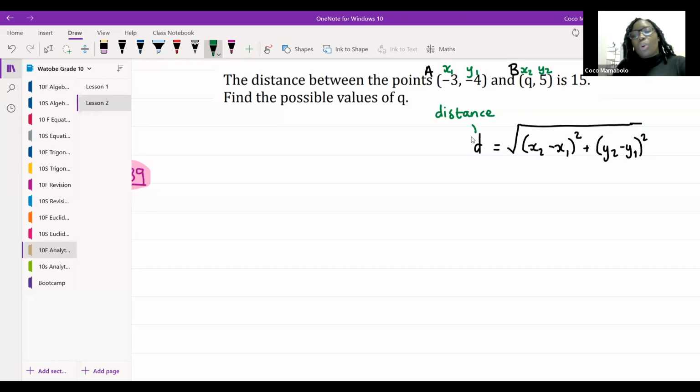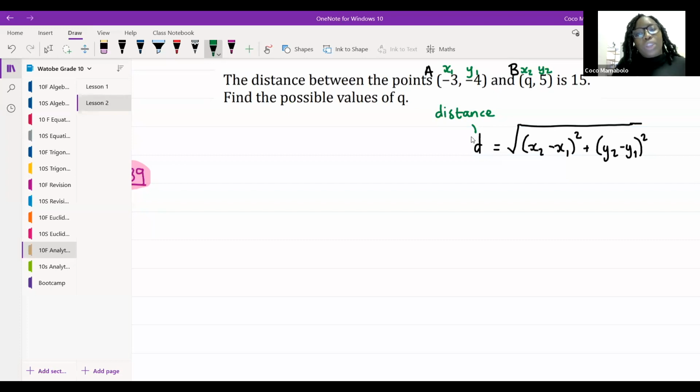All right, so here's what we're going to do, guys. In our formula, wherever we see x1, we're going to replace it with -3. Wherever we see a y1, we're going to replace it with -4. Where we see x2, we're going to replace it with q. And wherever we see y2, we're going to replace it with 5.